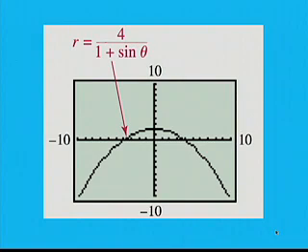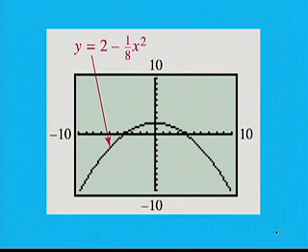First, we'll graph r equals 4 over 1 plus sine theta, and that's what we have right in front of us. Looks like a parabola. And that's what we would expect, because if we now graph the parabola y equals 2 minus 1/8 x squared, you'll see that it's the same graph, which of course is exactly what we expected.